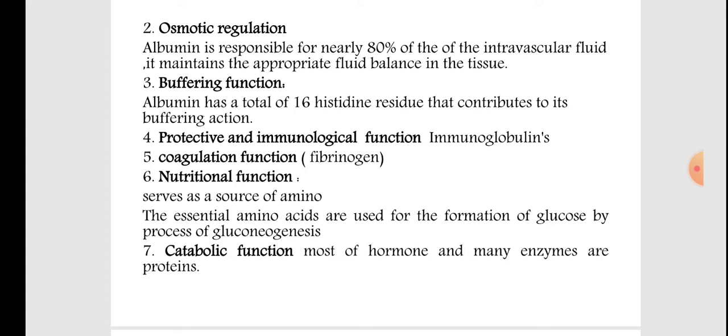Protective and immunological function, and this is the function of immunoglobulin. Coagulation function, this is the function of mainly fibrinogen. Nutritional function, the plasma protein serves as a source of amino acid. The essential amino acids are used for the formation of glucose by the process of gluconeogenesis. Catabolic function, most of hormone and many enzymes are protein.